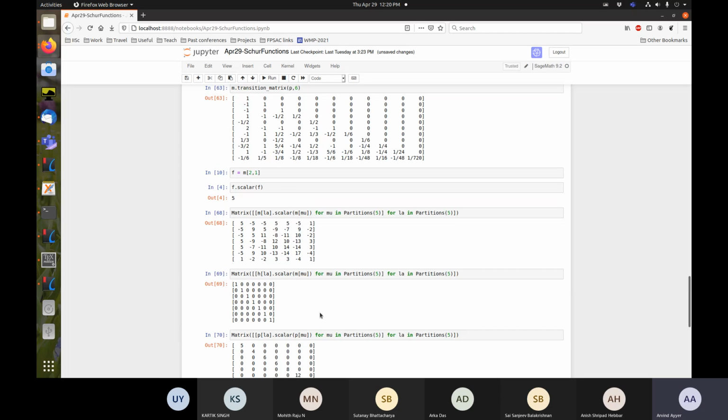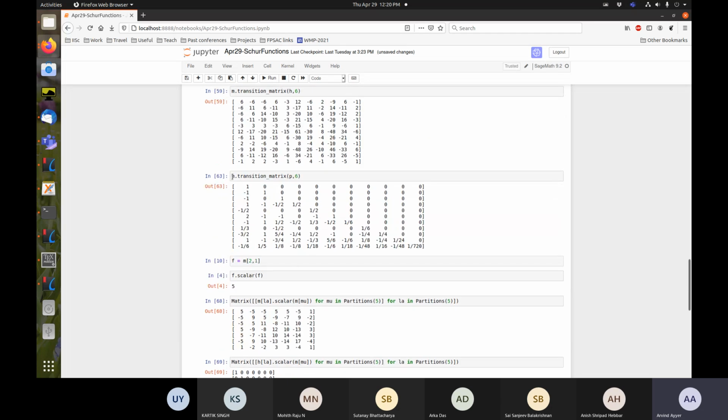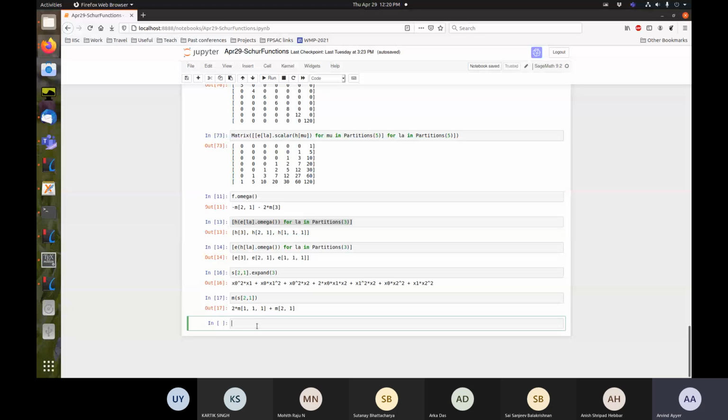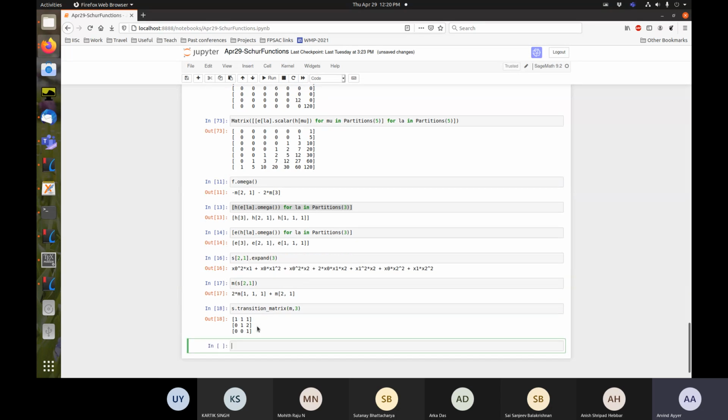Okay, so let me also show you the transition matrix. Let me copy this. So let me expand s in the m basis, and maybe I'll do it for partitions of 3 first. So you get an upper triangular matrix.